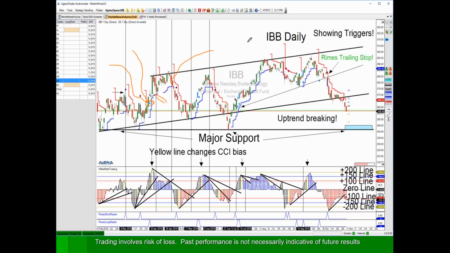Okay. The trend line on CCI is not drawn on the add-on. No, it is not. You're welcome, Mark. It is not.